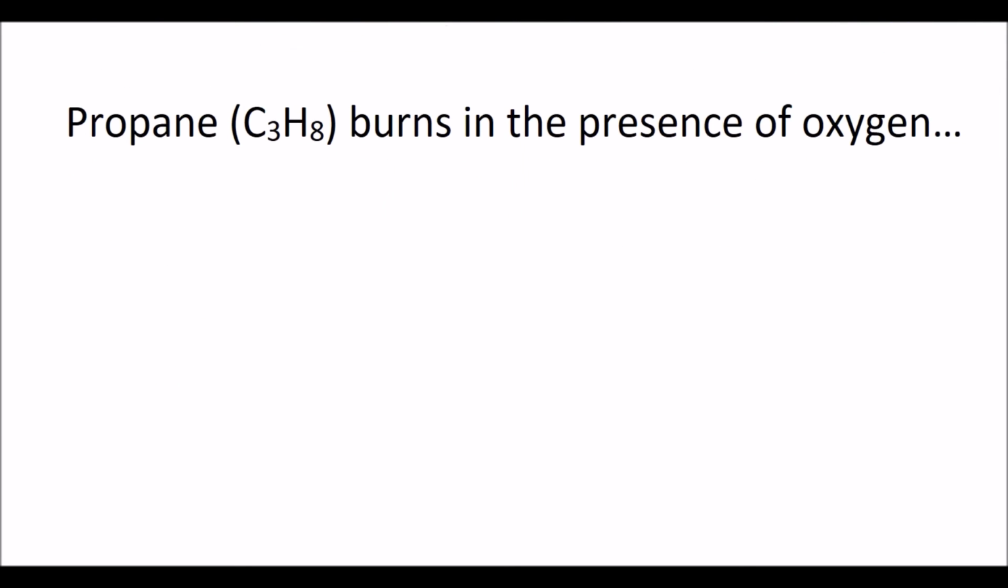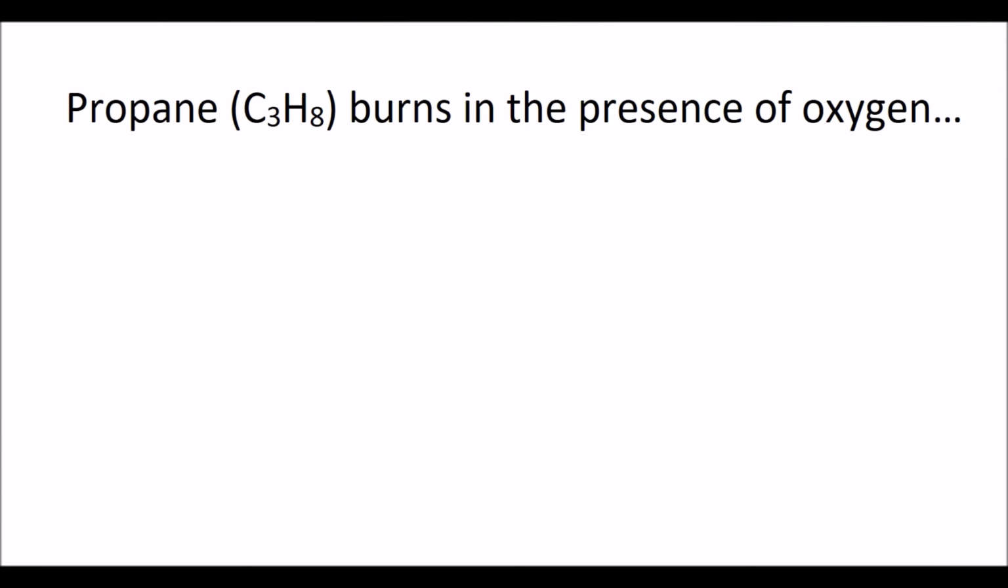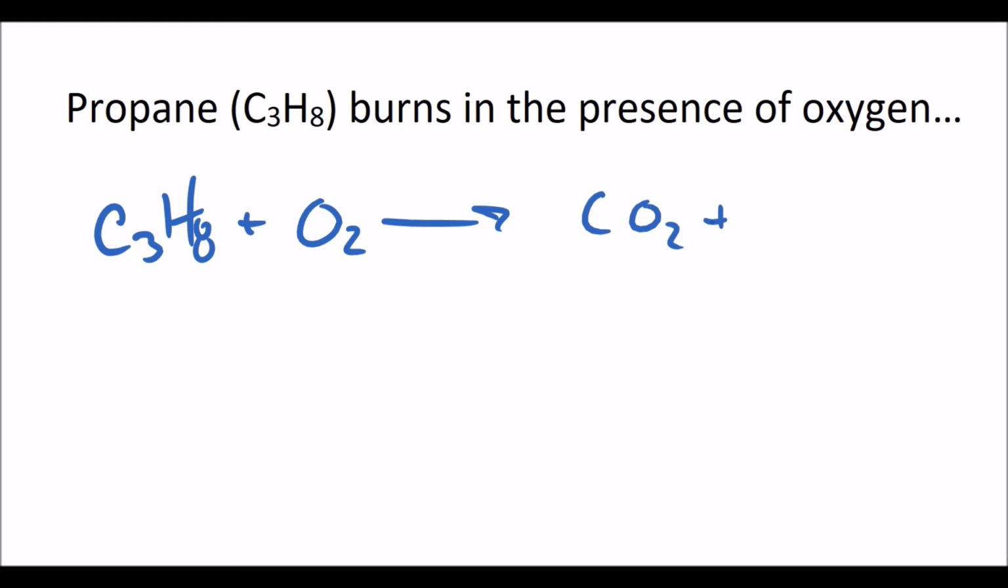Our final reaction reads, propane burns in the presence of oxygen. Burning indicates this will be a combustion reaction. Likewise, we have both a hydrocarbon and oxygen, further signaling this to be a combustion reaction. The products of combustion are always carbon dioxide and water. Now we just need to balance the equation. 3 carbons on the left, 3 carbons on the right, 8 hydrogen on the left, 8 hydrogen on the right, and then a total of 10 oxygen on both sides of the equation.